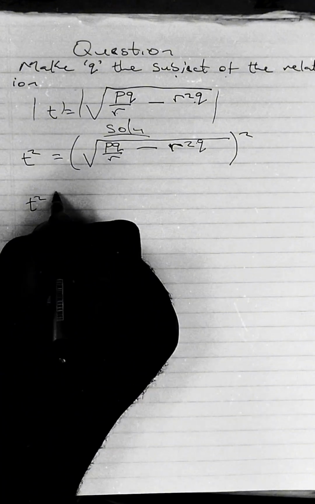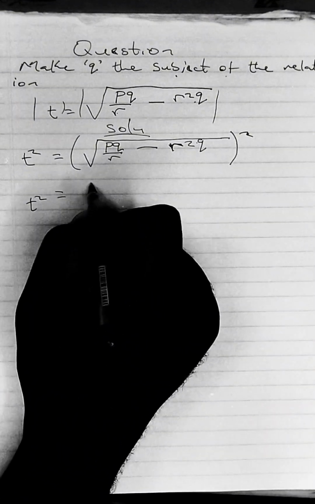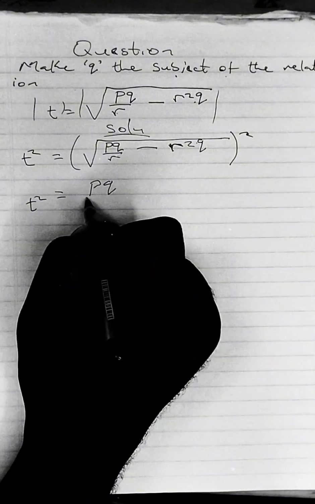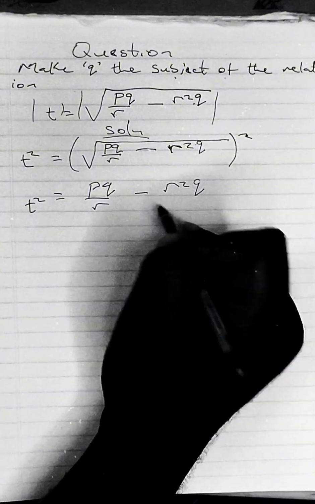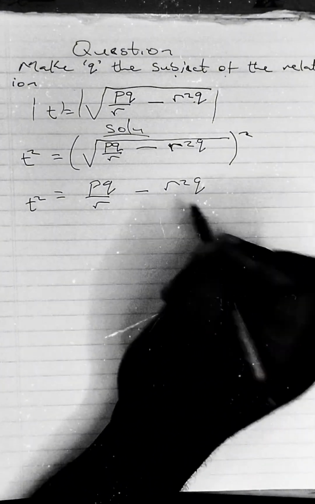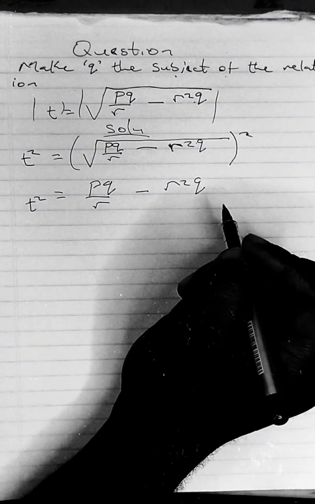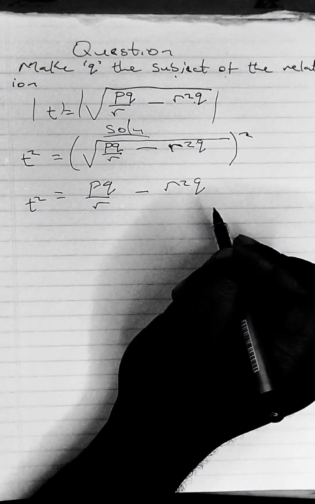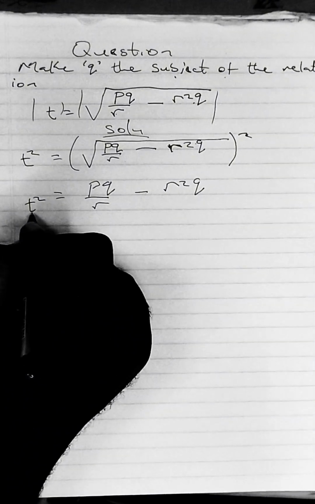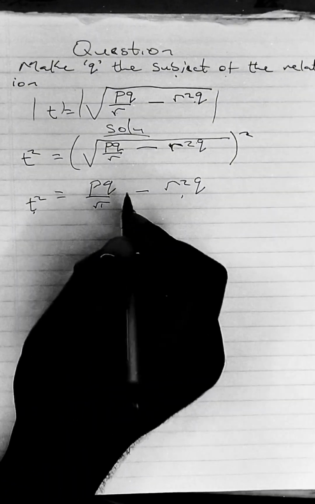So that gives you what? T squared is equal to, this square will cancel the square root. You have PQ over R minus R squared Q. So that brings out the equation proper. Alright, so the next thing you do is to divide each term by Q. So what I mean by each term, these are terms. Divide each term by Q.